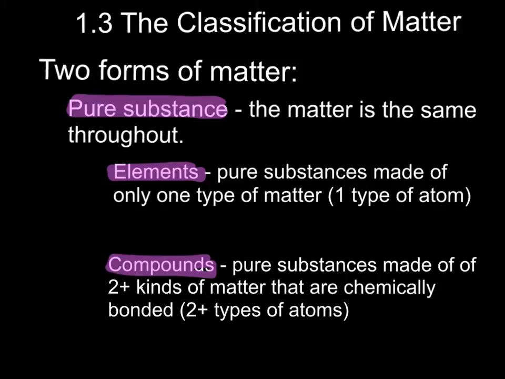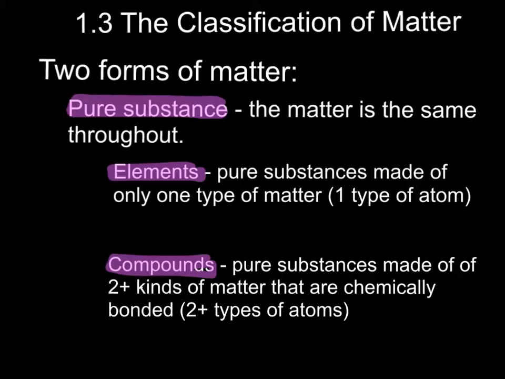Today's lecture is on section 1.3, and this is the classification of matter. There are two main forms of matter, pure substances and mixtures. In this slide, we're going to take a look at only pure substances. A pure substance is considered to be matter that is the same throughout. It's made up of the same kind of matter.